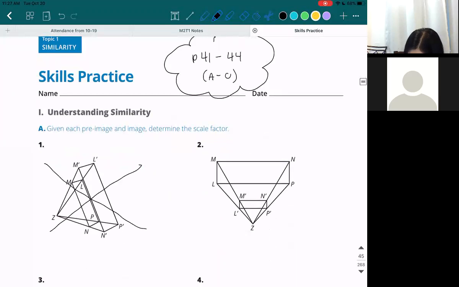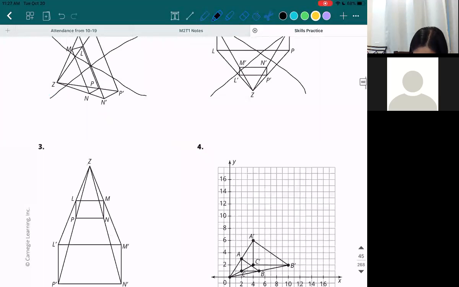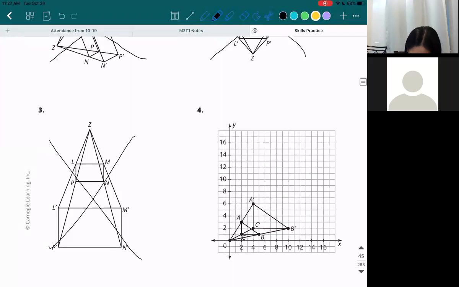This one, don't do it. This one, don't do it. All right, keep going. This one, don't do it. All right, number 4, we can do number 4 because there is a grid there. So on the grid, that's gonna help us measure things.